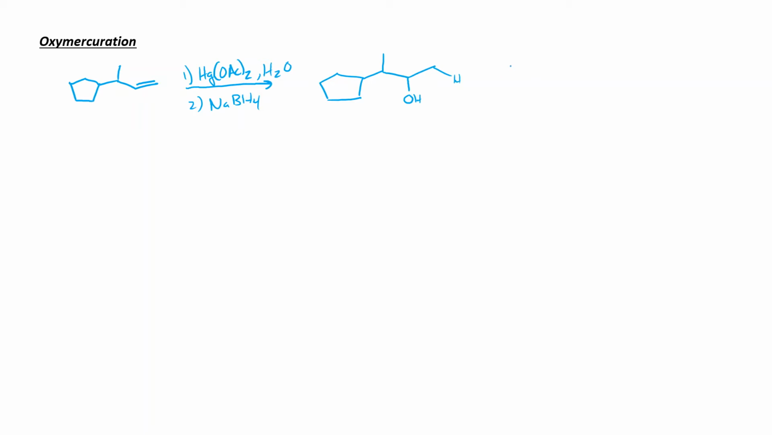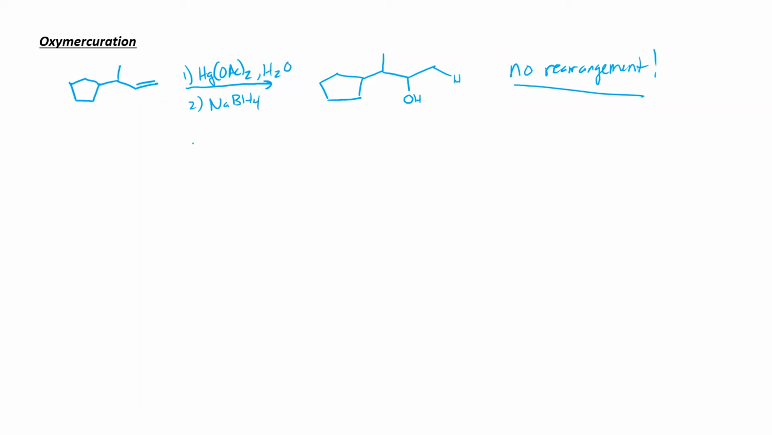And what you'll notice is that there is no rearrangement in this case. What we talked about in previous videos was that when we have a cation at a secondary position next to a tertiary position, that cation will rearrange to make a more stable cation. In oxymercuration, we don't have to worry about rearrangement. This is the real advantage of oxymercuration.